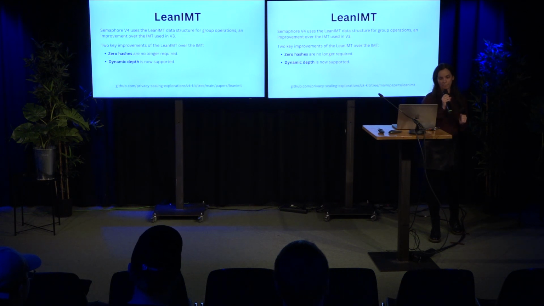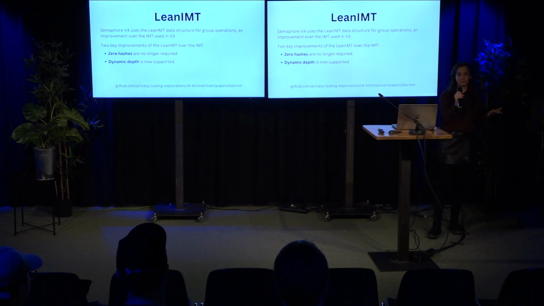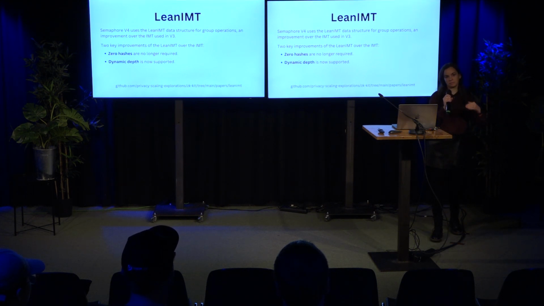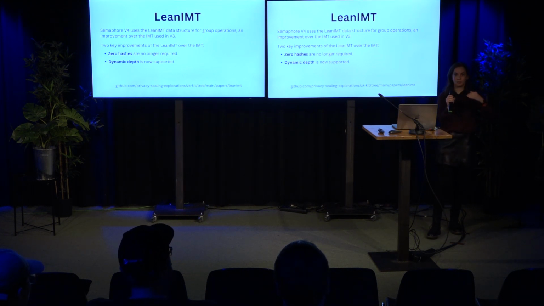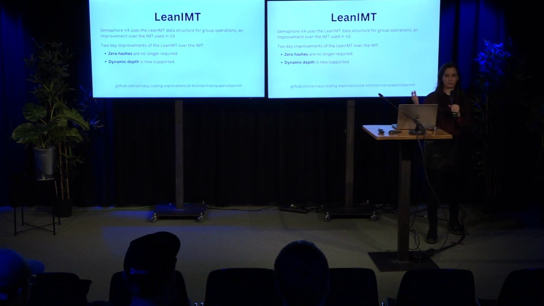And also the depth is dynamic now, which means that before, with the incremental Merkle tree, you needed to add a static depth, let's say 20 or 30. Now it will grow over time, so it's dynamic. The depth depends on the number of members, and if there are more members, the depth will increase, but dynamically. You don't need to do it since the beginning.